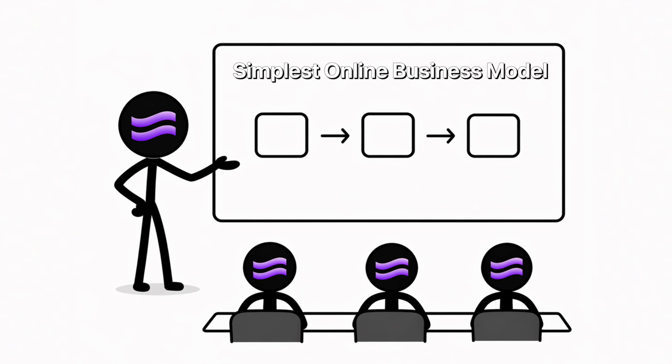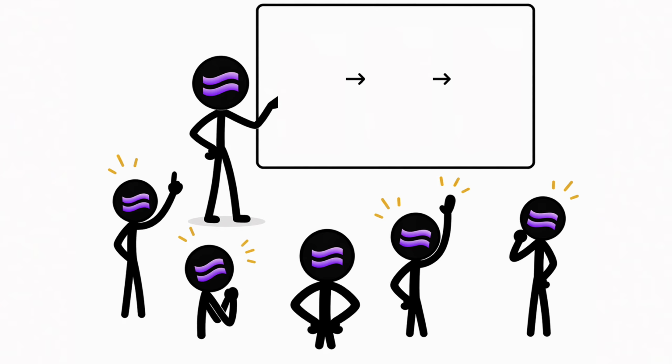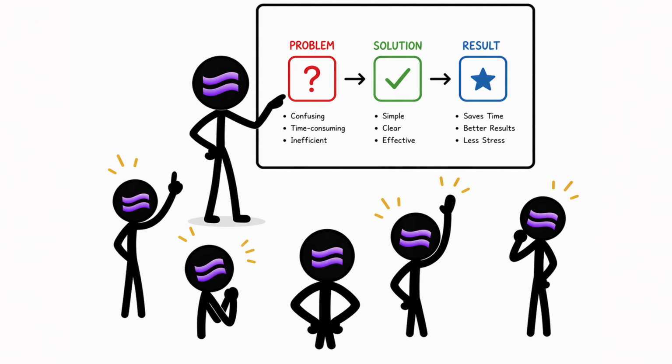The simplest online business model looks like this: attention to solution to payment. That's it. You get attention from the right people, you offer a clear solution to a specific problem, and you make it easy to pay.